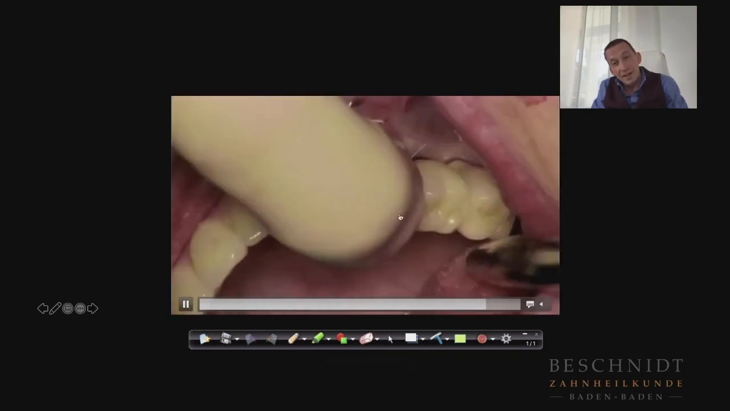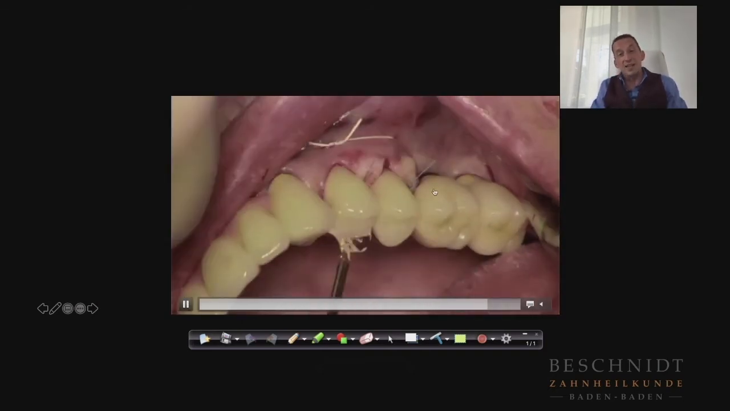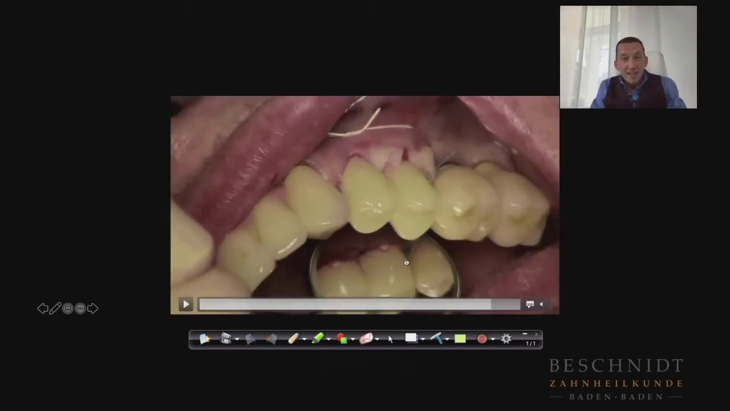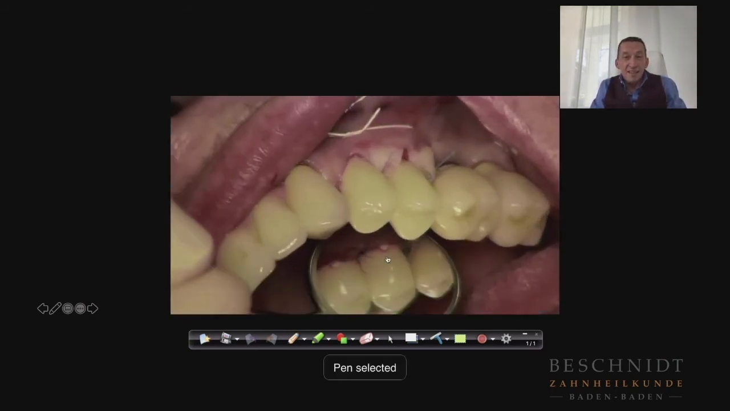So this is now directly after implant placement and immediate loading. On the palatal side, you can see that the rotational index is in the right position because on both crowns we have this little notch in the right position compared to the provisional.